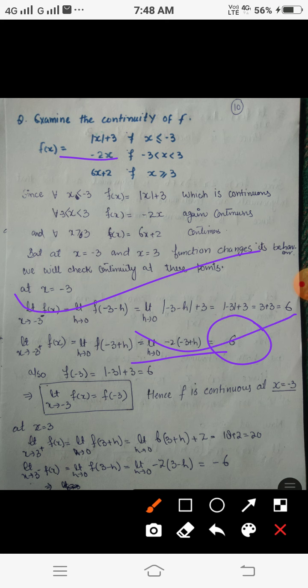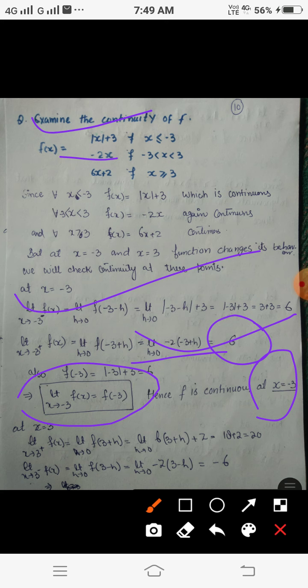Also the value of the function at -3. Now we have to put x equals to -3 in mod x plus 3, that is simply 6, which implies that limit x tends to -3, f of x is simply f of -3. Hence f is continuous at x equals to -3. So this point x equals to -3 is also a point of continuity of this function.